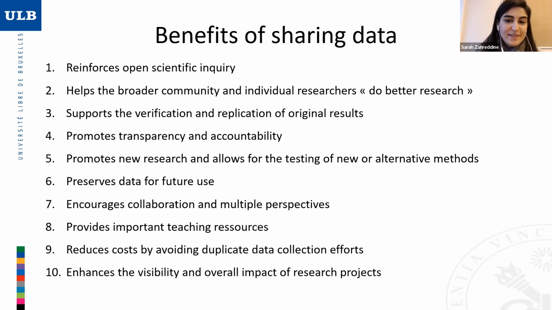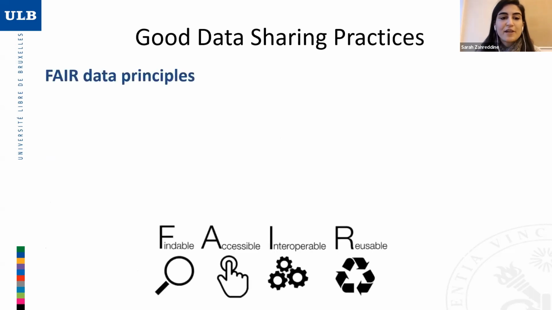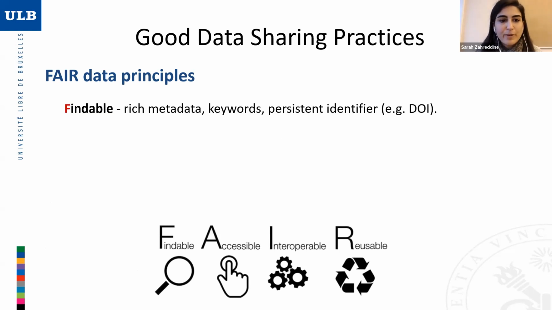In order to make data sharing beneficial to others, data should be in line with what we call the FAIR principles. So to the greatest extent possible, the data should be findable, accessible, interoperable, and reusable. By findable, we mean that the data should be assigned a persistent identifier, so a DOI, just like journal articles, and be described with rich metadata that are available online, in a searchable source, and also be assigned some keywords.